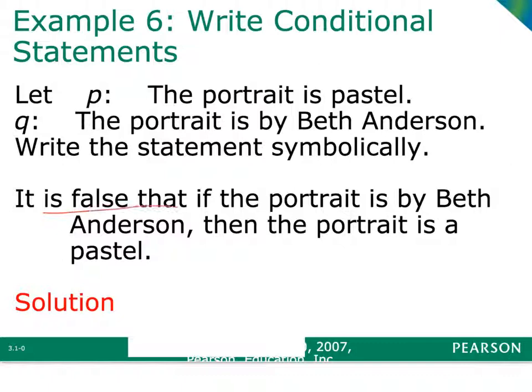It is false that, so not, and then probably a set of parentheses. It is false that if the portrait is by Beth Anderson, then the portrait is a pastel. So notice it is false that included the whole statement.